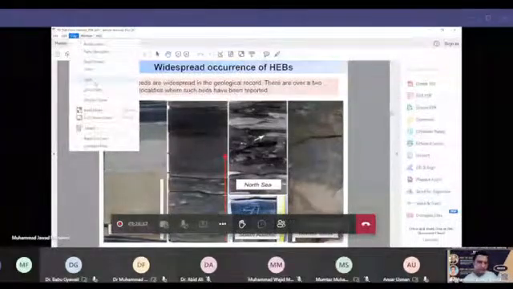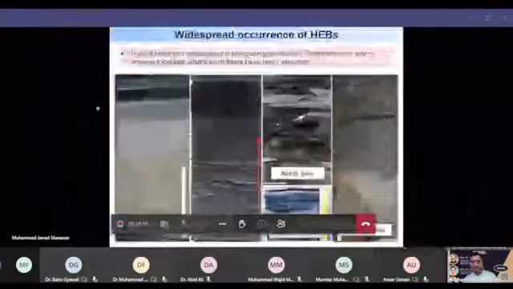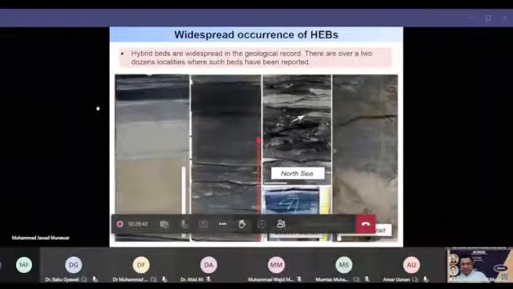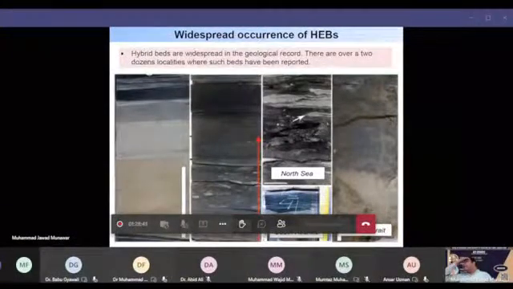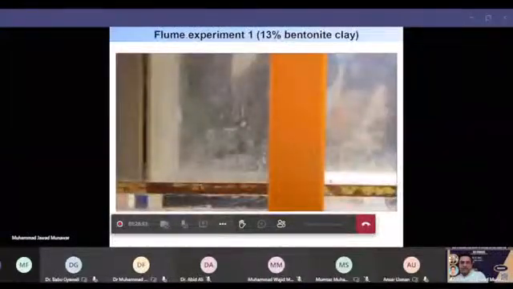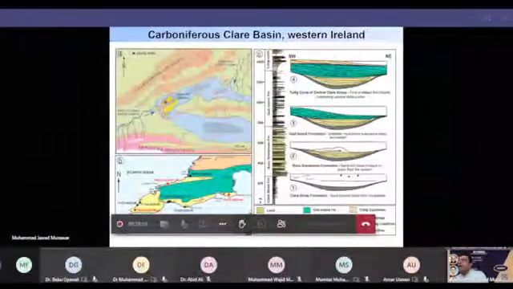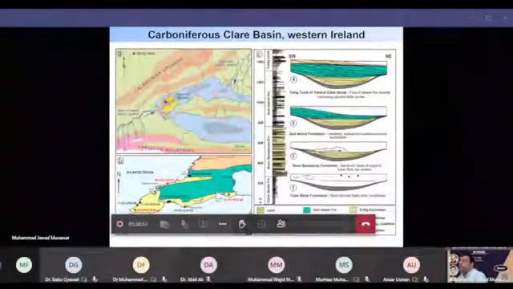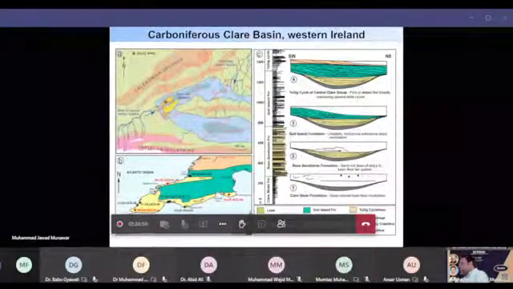Sorry for the discontinuity. So clay is the main mechanism that really controls deposition within deep marine settings. So the flow tanks are gone. Now I'll take you to the west of Ireland in deep time.